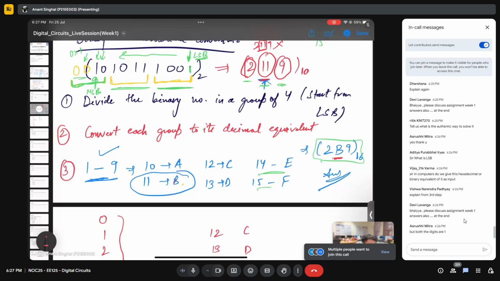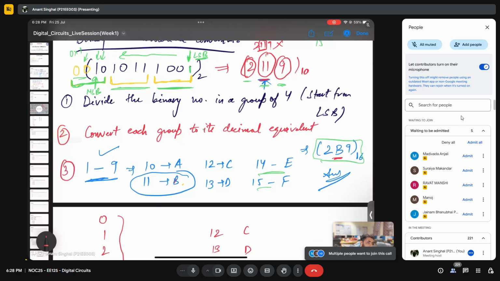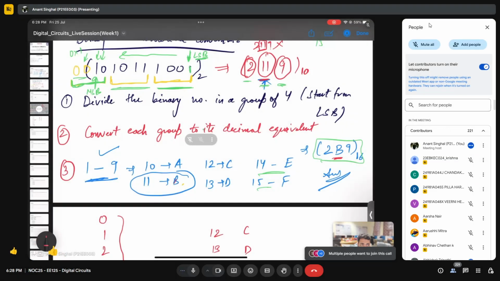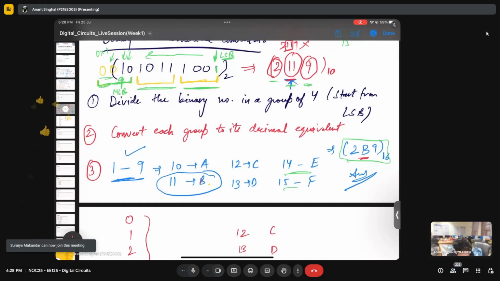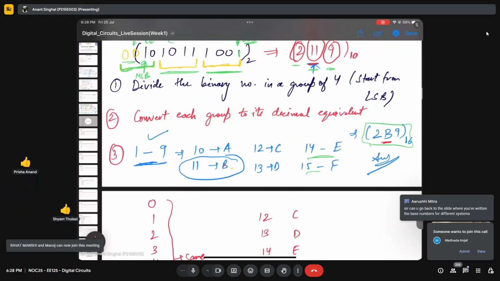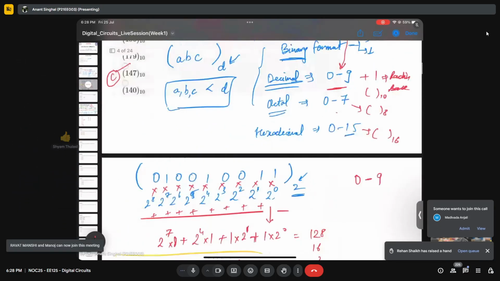Does it make sense now? I hope it is clear. If it is not, please let me know. Yes, Bhaiya, it is clear. Okay. So maybe can you go back to the slide where you wrote the base numbers? Okay. Yeah.